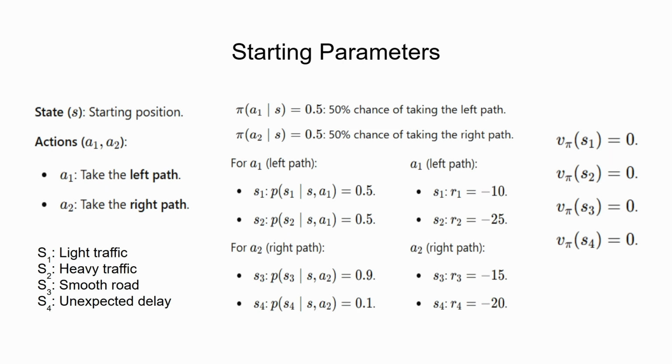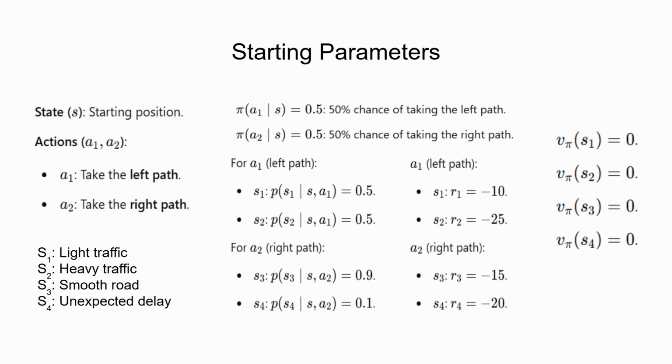Doing so will further reinforce the concept of how current state values are tied to the future state values. Consider these starting parameters. State S is a starting position. From state S, we can do either action 1, which takes the left path, or action 2, which takes the right path. From action 1, we can end up in state 1, which is light traffic and happens 50% of the time, or state 2, which is heavy traffic and happens the other 50% of the time.